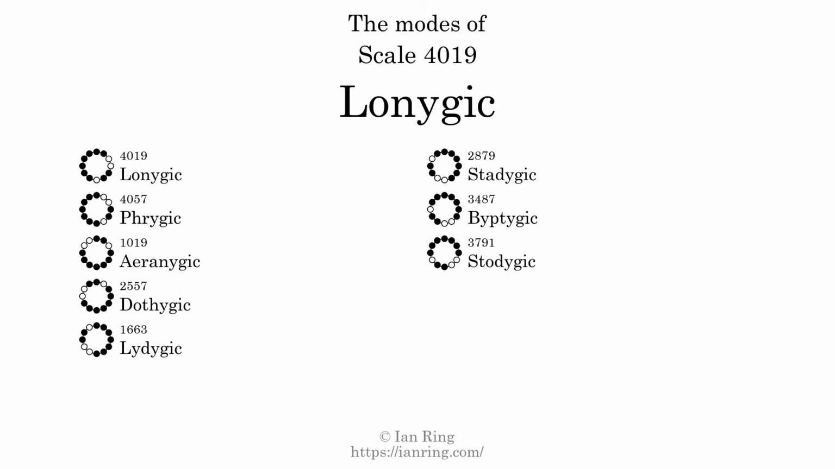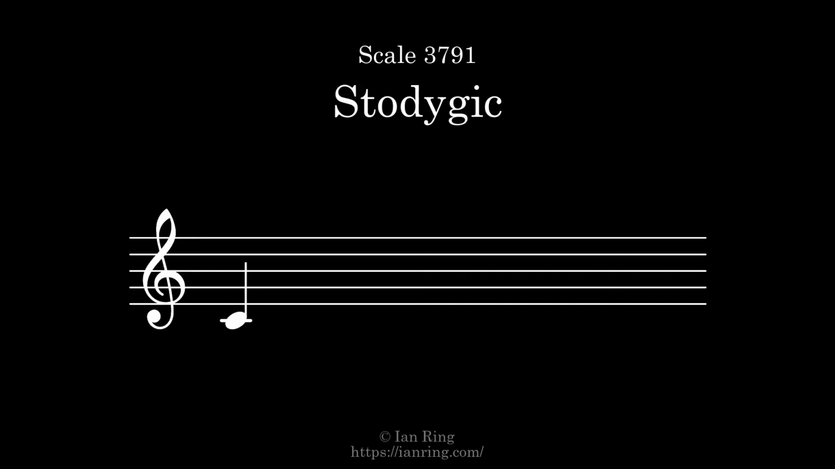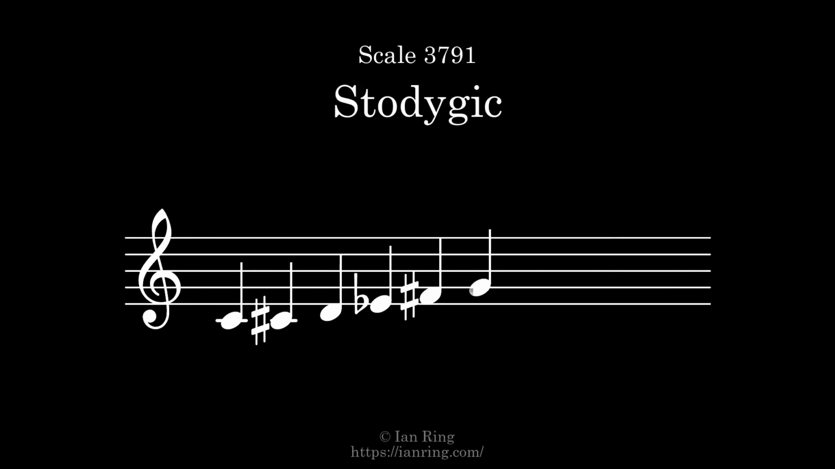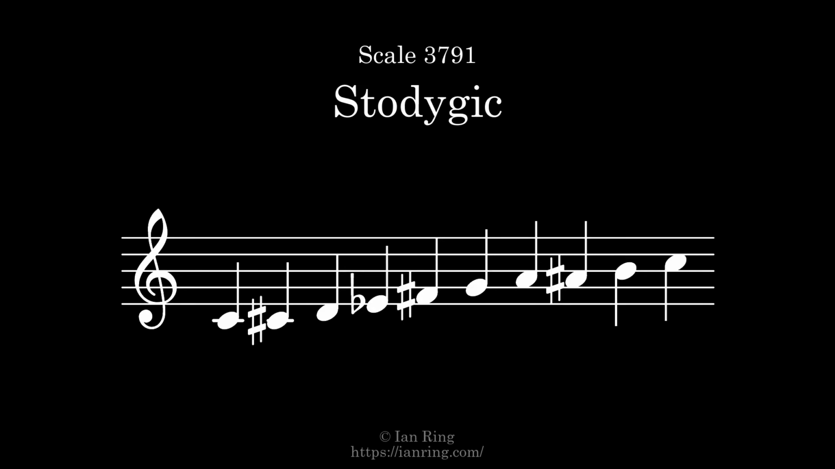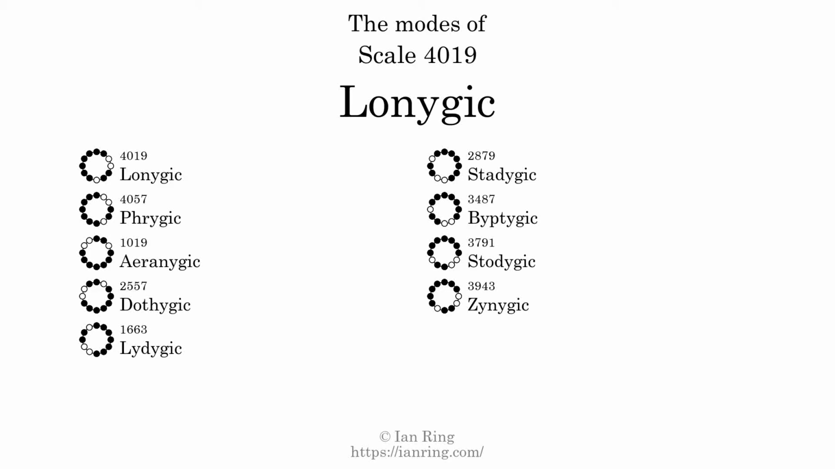The eighth mode is scale 3791, also known as Dithygic. It sounds like this. The ninth and last mode is scale 3943, also known as Lonygic. It sounds like this.